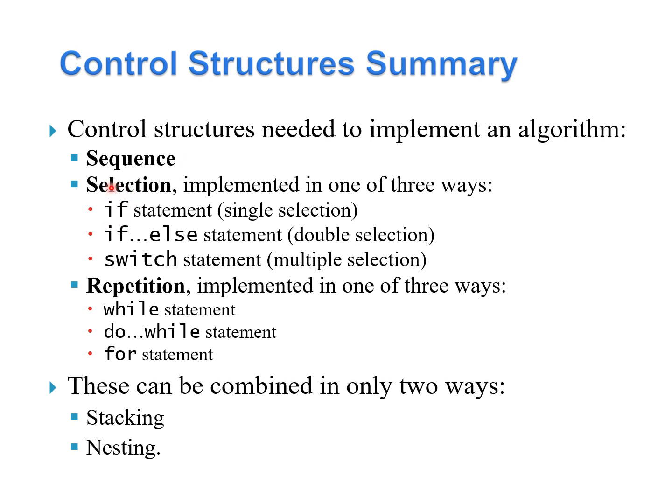The selection structure can be implemented in one of 3 ways: by the if statement, which is known as single selection, or by the if else statement, which is known as double selection, or by the switch statement, which is also known as multiple selection. The repetition structure can also be implemented in one of 3 ways: using the while statement, or the do while statement, or the for statement. The do while statement always executes the loop body at least once. The for statement is the natural counting loop. All these structural statements can be combined in only two ways, by stacking or nesting.